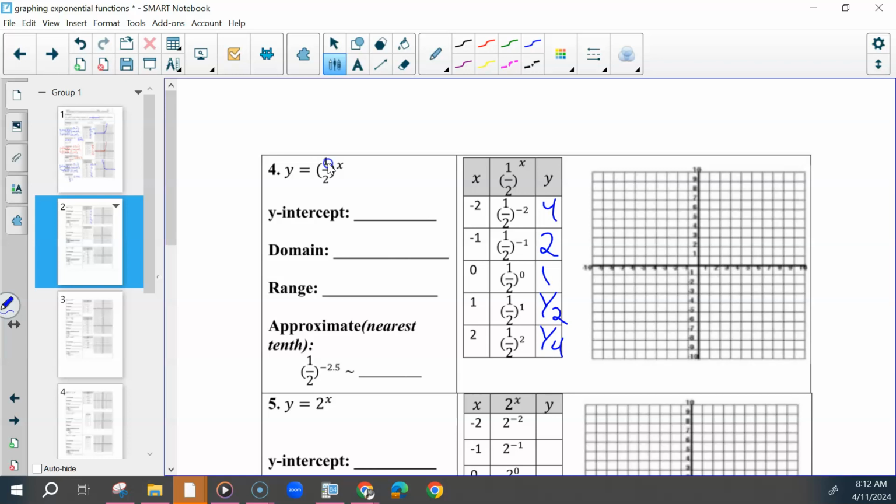So then let's graph those. -2, 4. -1, 2. 0, 1. 1, 1/2. 2, 1/4. I tried to make that look a little smaller. I could really go backwards. If I did -3, what would that be? 1/2 to the -3. What would that give me? 8. Just to fill up more of the graph, you don't need that point.